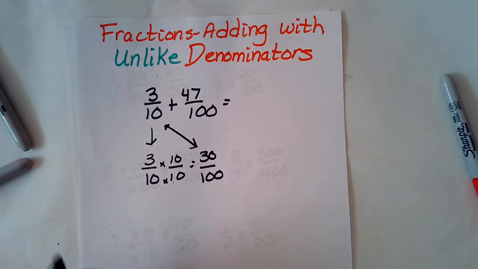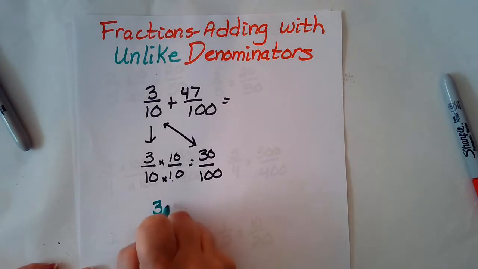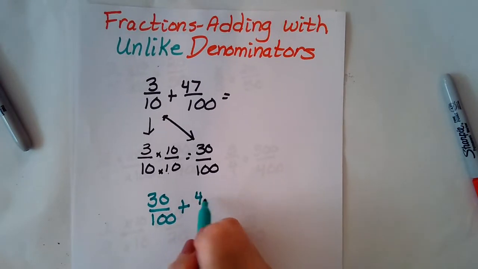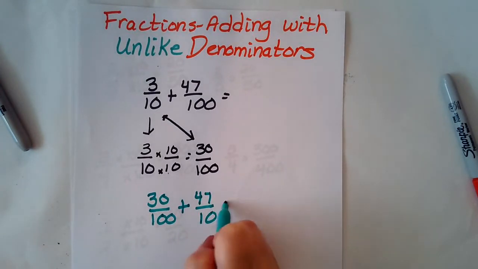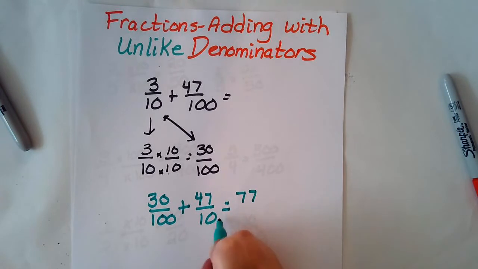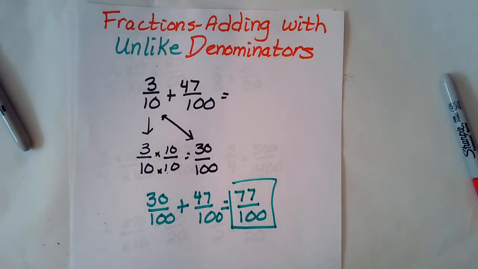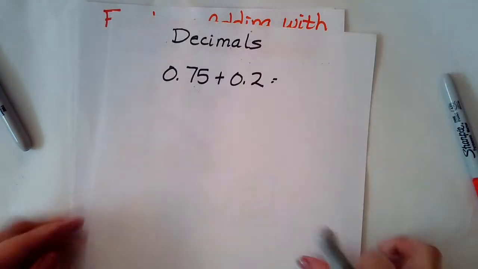So now I can go ahead and do my problem. Let's rewrite it. 30 100ths plus 47 100ths is equal to 77. Oops, add that 0. 77 100ths. So that would be our answer. All right. Now let's move on to decimals.